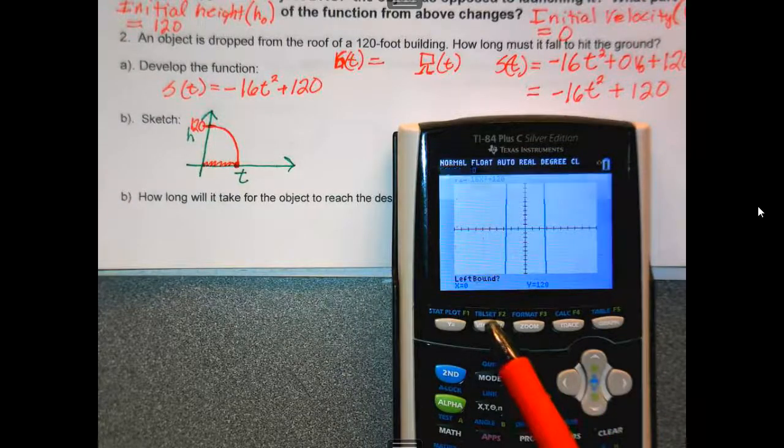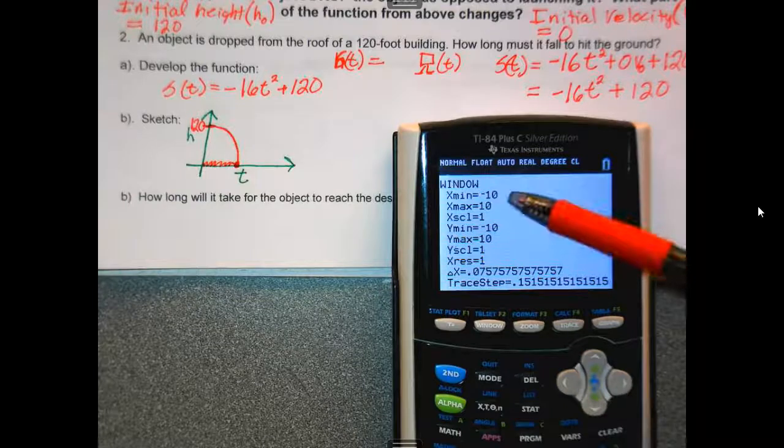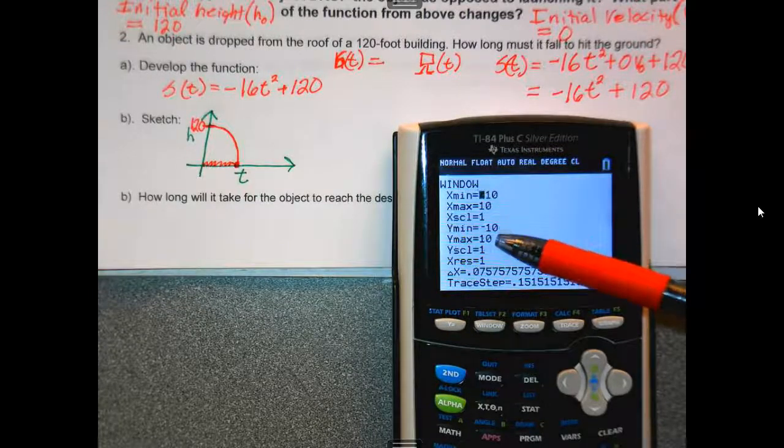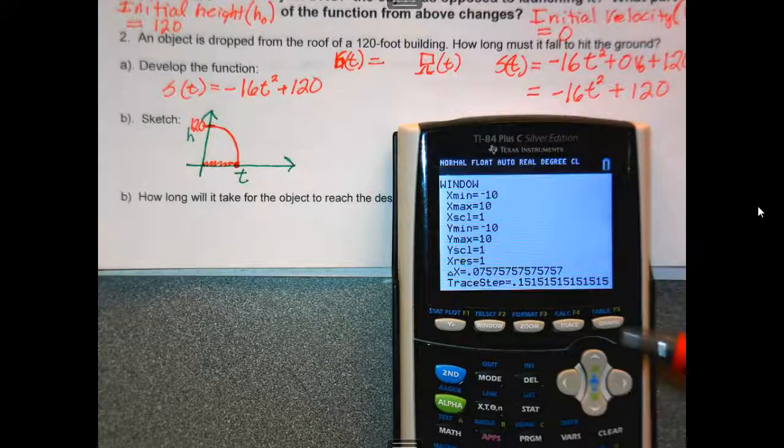We're going to go to our window, okay? This is our standard window where it says negative 10 is our x minimum, x max is 10, and with the y min, negative 10, and the y max, positive 10. Now, we want to raise the y max to get to that 120. So I'm going to put, I don't know, 140 for the y max. Okay, I don't need to go so much on the ground. Maybe I'll do negative 4.